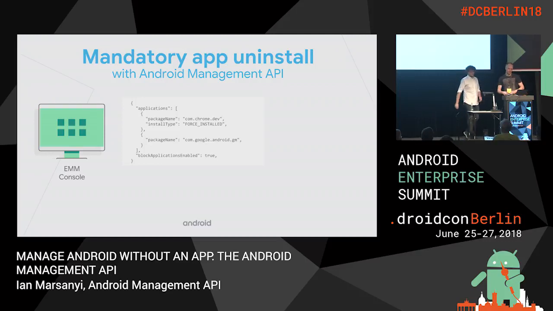Thanks, Ian. So here is how the policy JSON blob would look for the first installed app. In that case, we're actually installing the Chrome dev version. And if we need to remove that one, this is what you have to do. Essentially, you remove that application from the JSON, and we'll take care of the rest. This is how the API call would look.